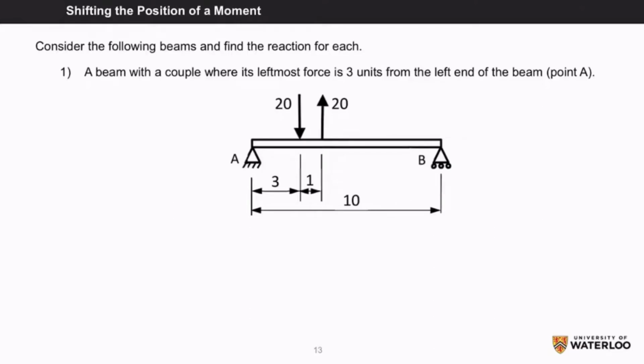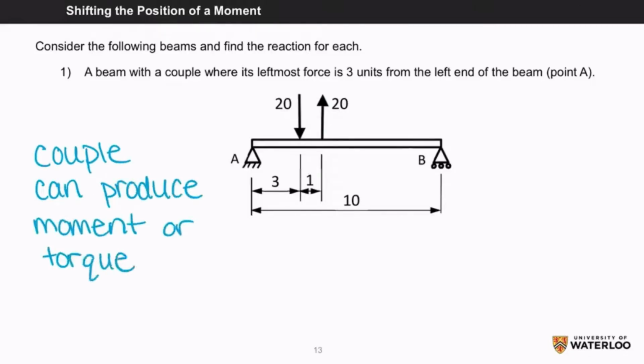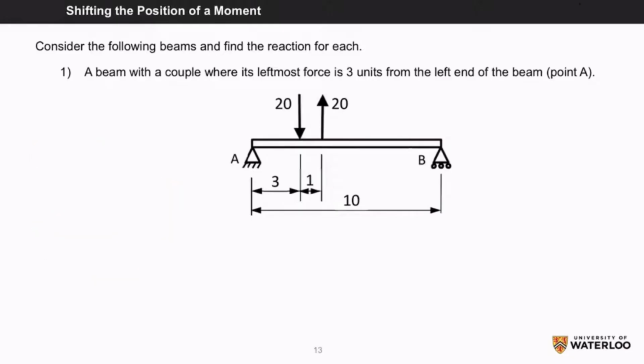Let's go on to shifting the location of a moment by changing certain variables of a couple. As you may remember from week 2, a couple can produce moment or torque. Let's consider the following beams and find the reaction for each of the examples.